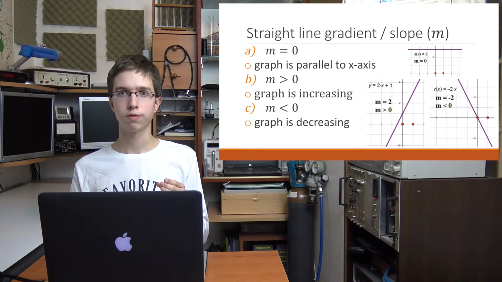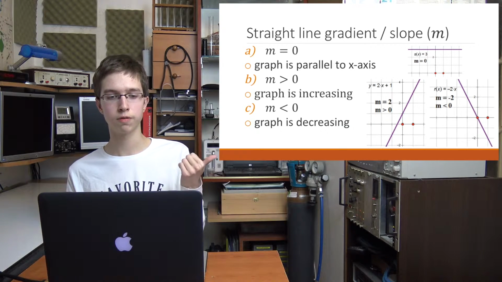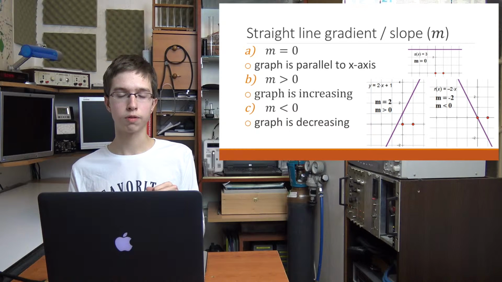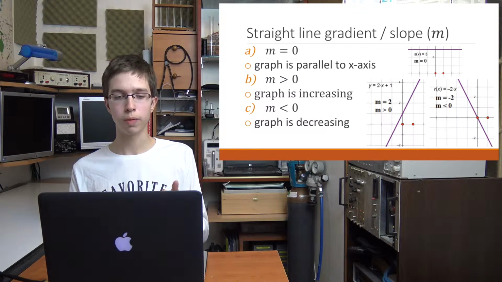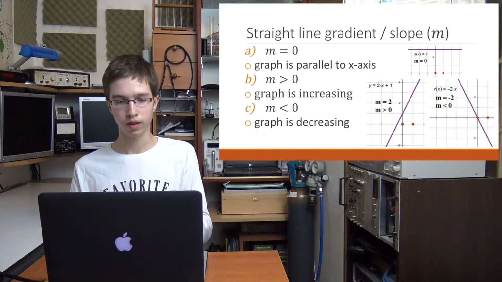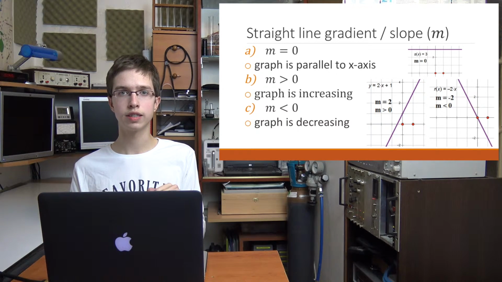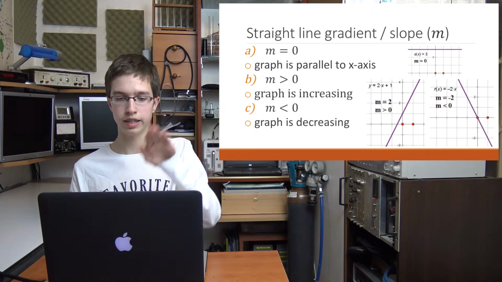There are three cases of m, the slope of the straight line. First, m is equal to 0, then the graph is parallel to the x-axis. This is the first example where f of x is equal to 3, so m is equal to 0. Now we have m greater than 0, then the graph is increasing, so going up from left to right. The second example, and m smaller than 0, when the graph is decreasing.